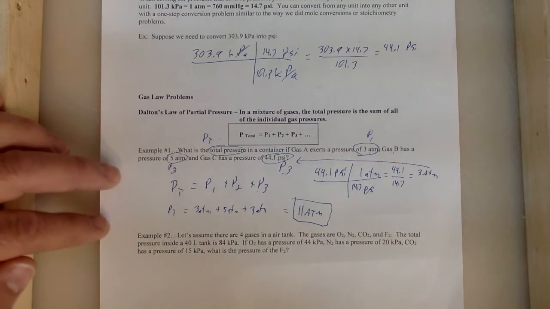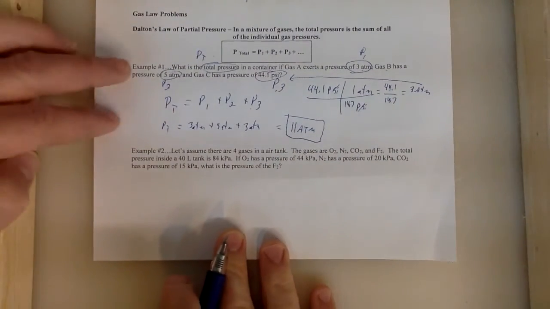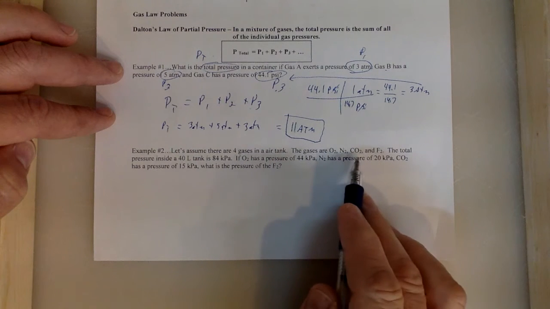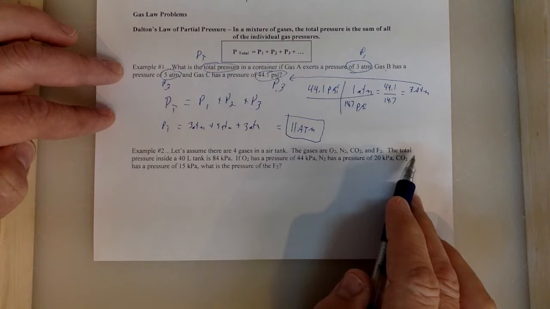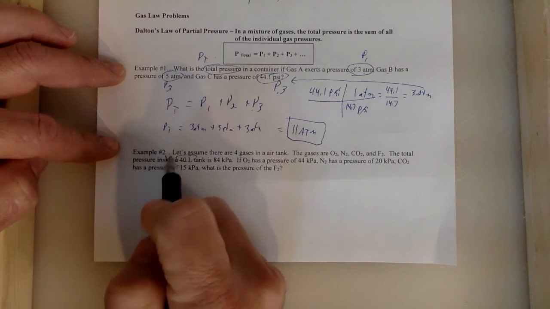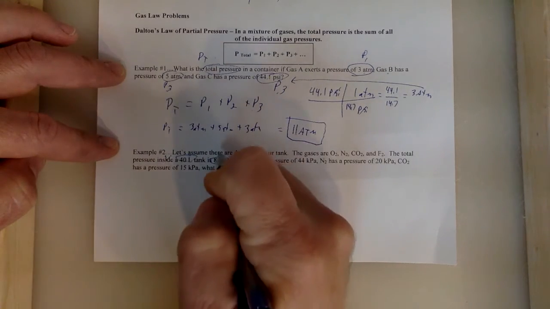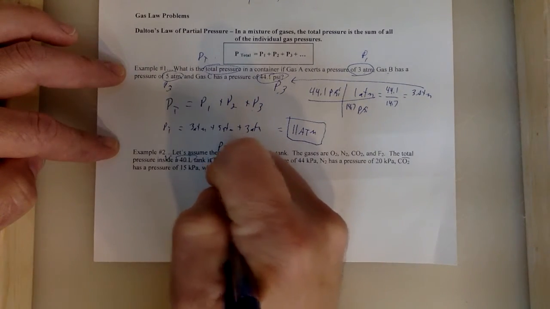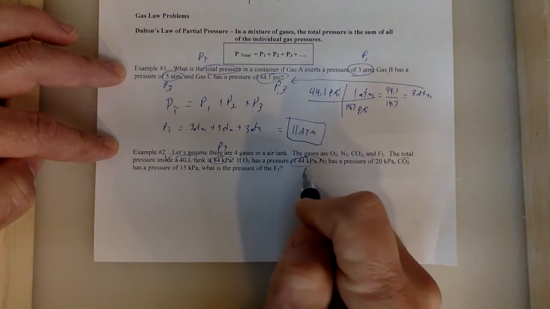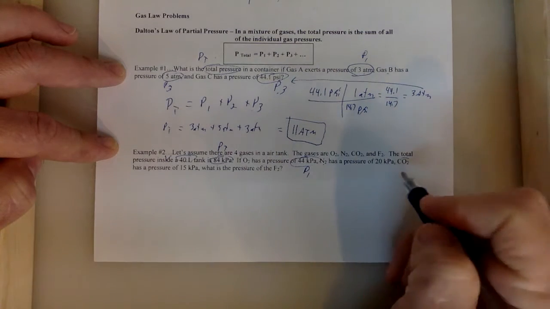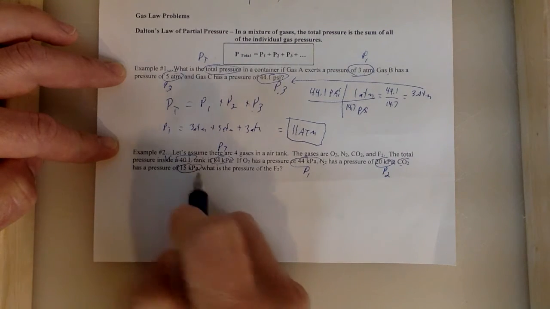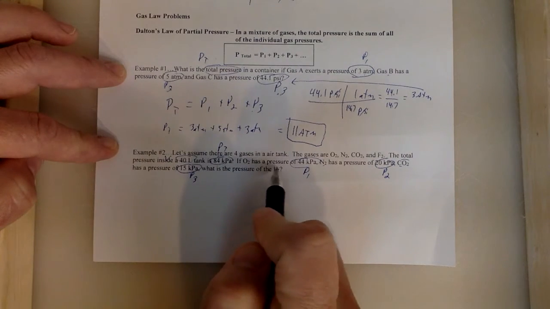Okay, so now if we look at the second example, it says, let's assume there are 4 gases in an air tank. The gases are oxygen, nitrogen, carbon dioxide, and fluorine. The total pressure in a 40-liter tank is 84 kPa. So 40 liters is volume, 84 kPa is pressure, and it said the total pressure. That's my P total. Oxygen has a pressure of 44 kPa, so there's P1. Nitrogen has a pressure of 20 kPa, there's P2. Carbon dioxide has a pressure of 15 kPa, that's P3. What is the pressure of fluorine?